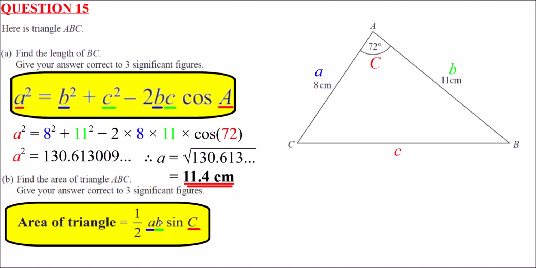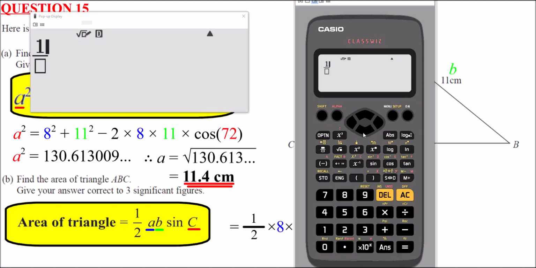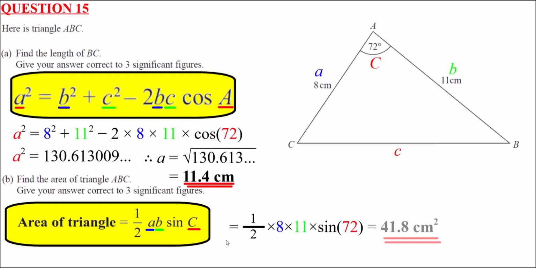So half times a times b times sine C means half times 8 times 11 times sine 72. If we just type this into our calculator, half times 8 times 11 times sine 72, we get a figure of 41.8, 4, 6 and so on. And because again this one needs rounding to 3 significant figures, it just becomes 41.8, because that 4 isn't enough to round that 8 up to a 9. So we just have 41.8 centimetres squared.